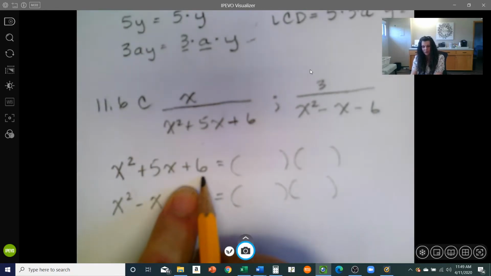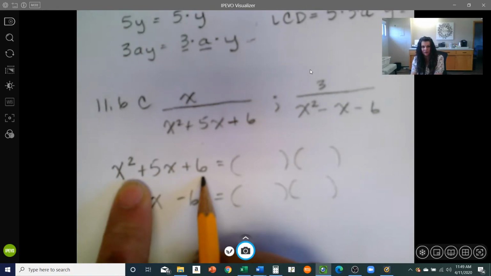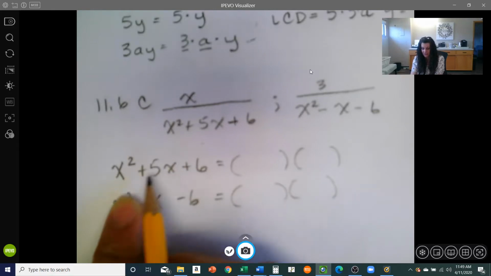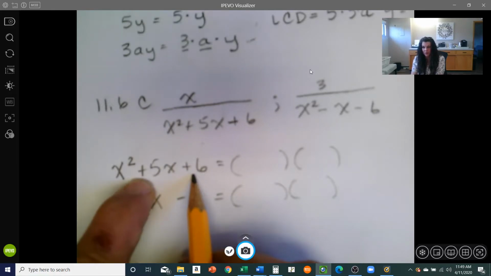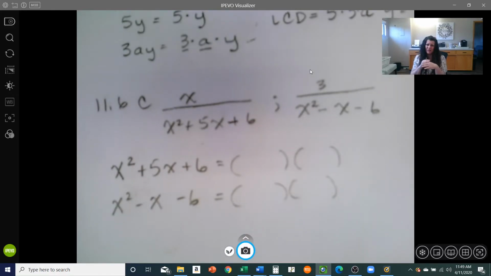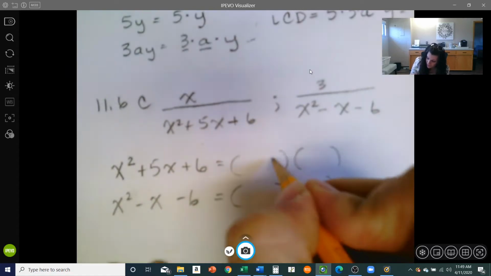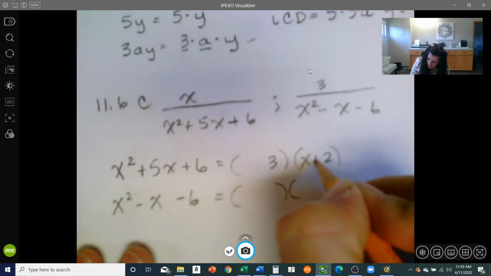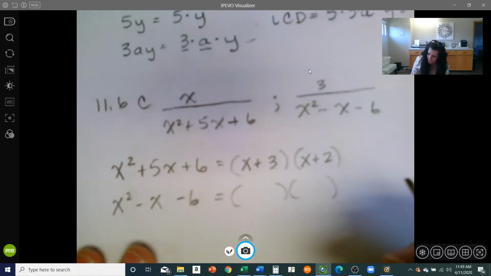Okay. So I have to multiply to get 6, and I have to add to get 5. And because they're both positive, I'm not going to be thinking about subtraction or anything like that. So what two numbers do I multiply to get 6 that I add to get 5? So that would be 2 and 3. Okay.